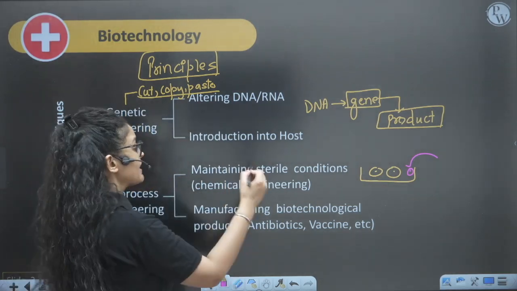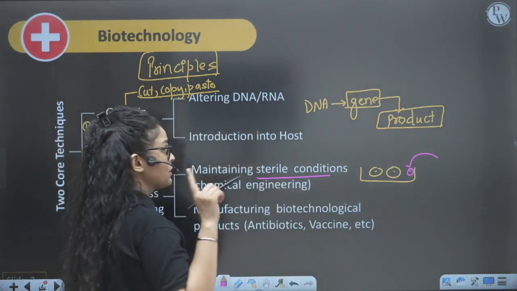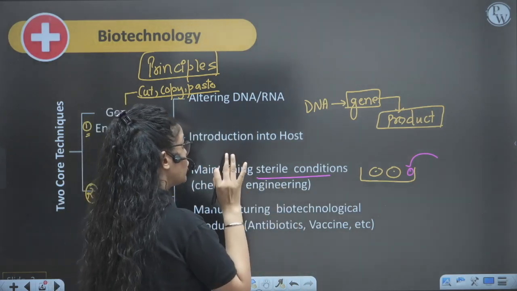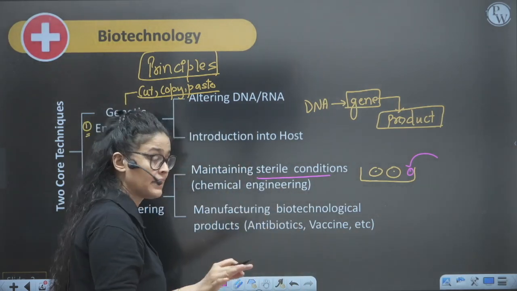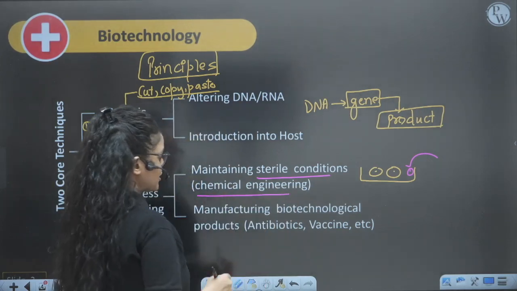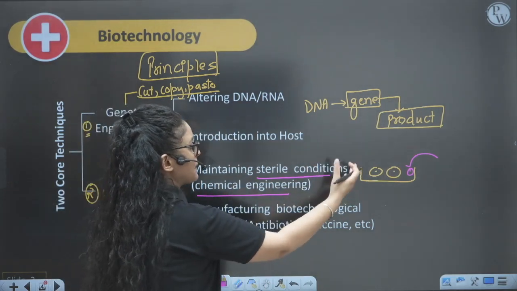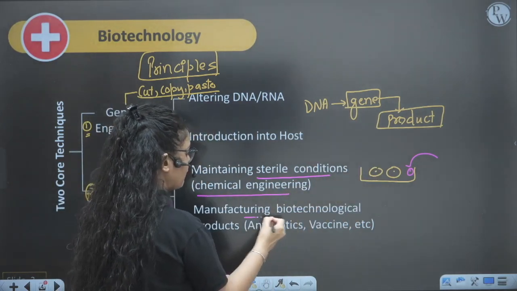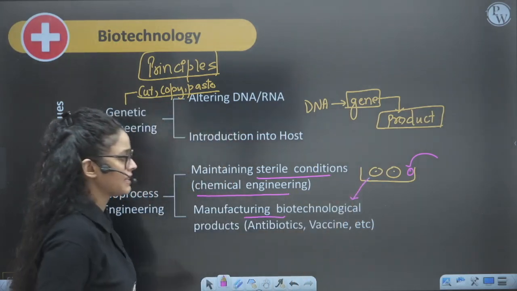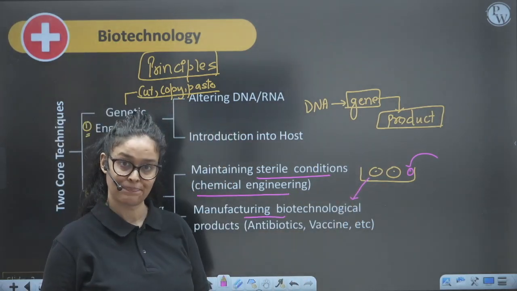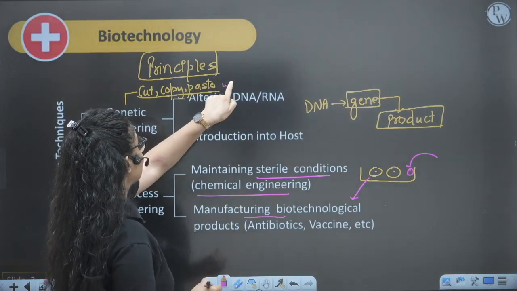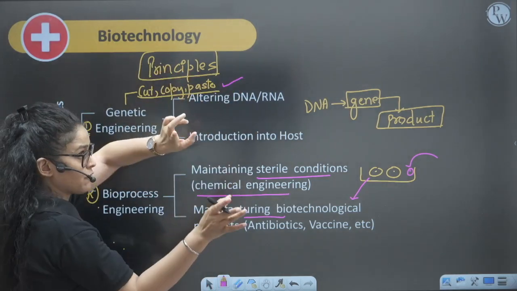So we want sterile conditions. Sterile means we don't want any contamination, a non-contaminated system. That is known as chemical engineering, and then we will produce the product, right? So we will manufacture the product. We will ultimately form the product. That is our purpose. So these are the two principles you have to remember for the exam.